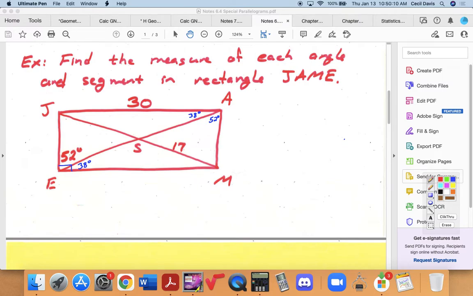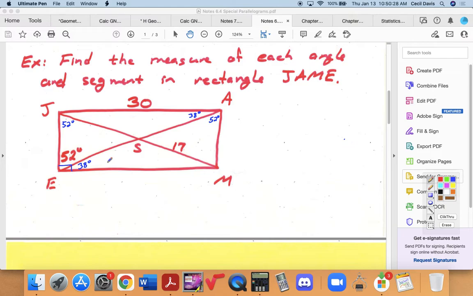EJS is 52. Yes, how do you know that? Because they're isosceles. The diagonals make isosceles triangles. Yeah, in a rectangle, the diagonals make isosceles triangles because the diagonals are congruent and they bisect each other.